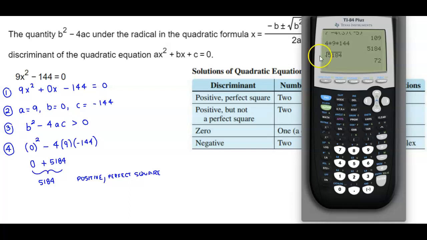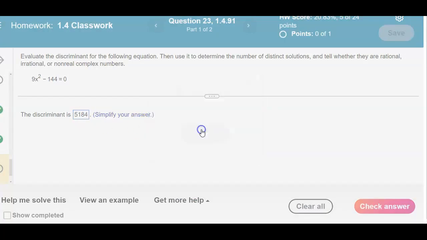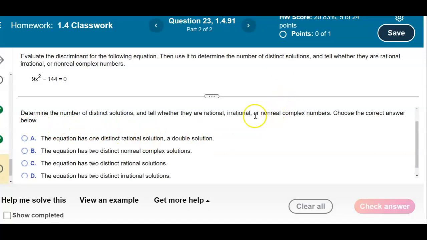Now, let's go ahead and put our answer in. 5,184, to check. So we get 5,184. There's our answer. And now let's determine the number of distinct solutions, whether they're rational, irrational, or non-real.